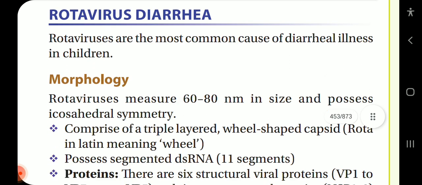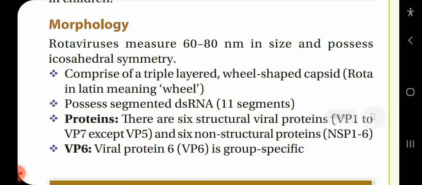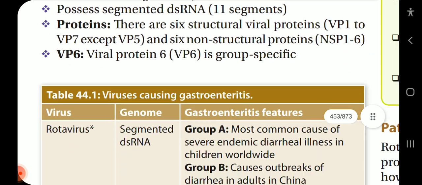Rotavirus diarrhea. Rotaviruses are the most common cause of diarrheal illness in children. Morphology: rotavirus measures 60 to 80 nm in size and possesses icosahedral symmetry. It comprises a triple layered wheel shaped capsid, rota in Latin meaning wheel. It possesses segmented dsRNA, 11 segments. Proteins: there are 6 structural viral proteins, VP1 to VP7 except VP5, and 6 non-structural proteins, NSP1 to 6. VP6, viral protein 6, is group specific.